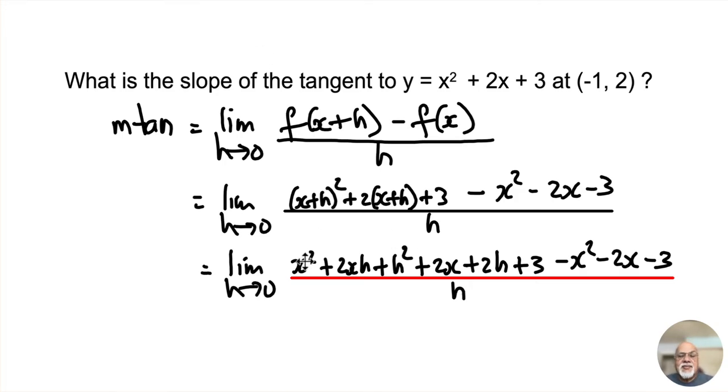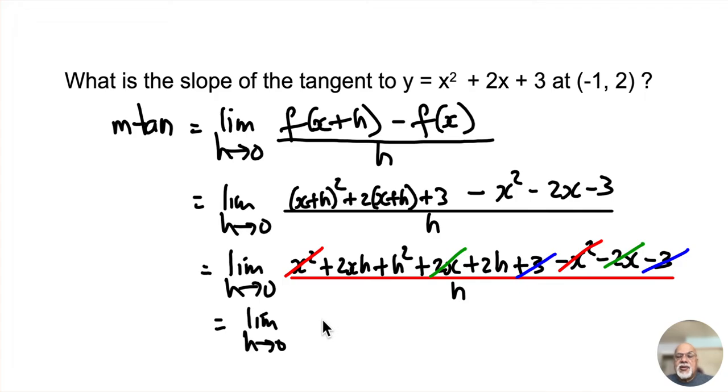And once again, you'll notice that any terms that don't involve h go away. So this x squared cancels that x squared. The 2x cancels the 2x. The 3 cancels the -3 there. So any terms that did not have h's in it go away. And this will always happen, assuming you don't make any mistakes in the expansion of f of x plus h.